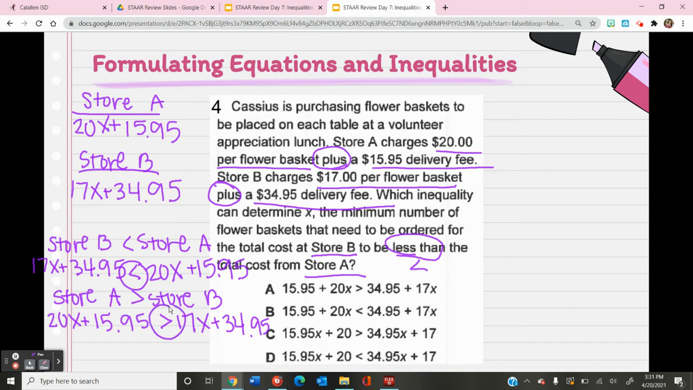So looking here, I should have the greater than symbol, which means I can eliminate B and D. Now it just comes to if my X is placed with the correct number. So for A, I have $15.95 plus 20X. Here, this is just flipped, so this is good. And then I should have on the other side $34.95 plus 17X. That's good, it's just flipped. So here, A is going to be my answer.